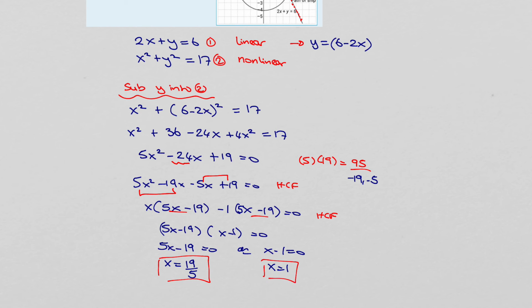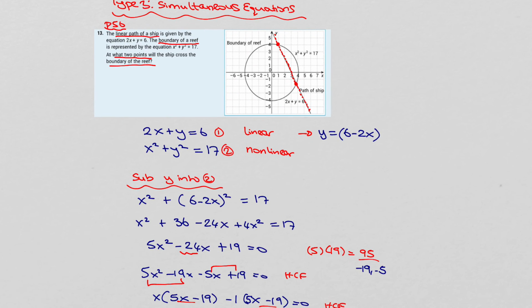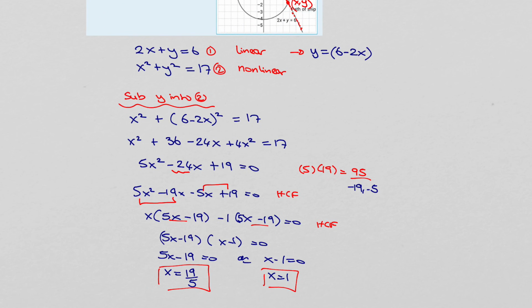I'm not finished because, again, if I go back up to the diagram, it says at what 2 points will the ship cross the boundary of the reef? And of course, that means there has to be a corresponding y value. So there are two x values, hence there must be two y values. So again, if I go back up to the start here, equation 1, I had rearranged to get y equals 6 minus 2x.